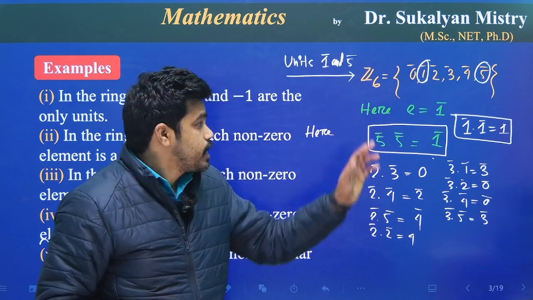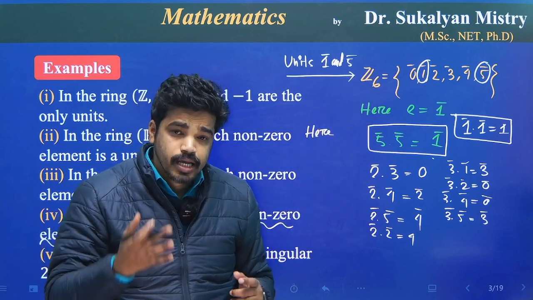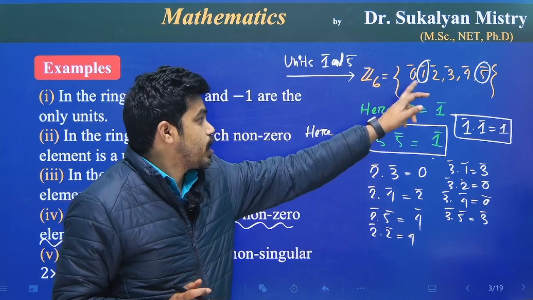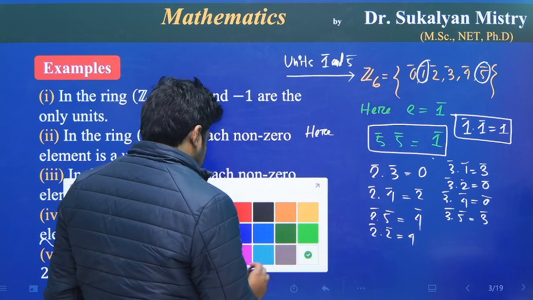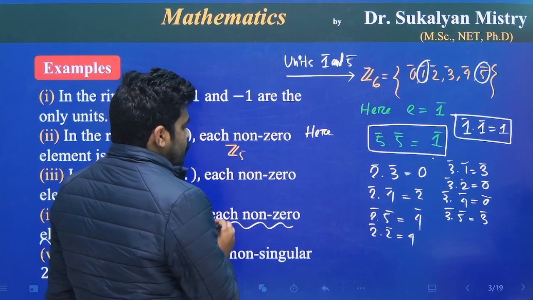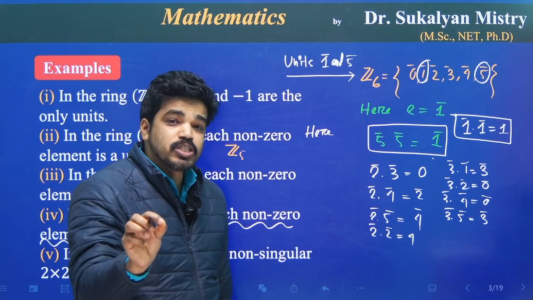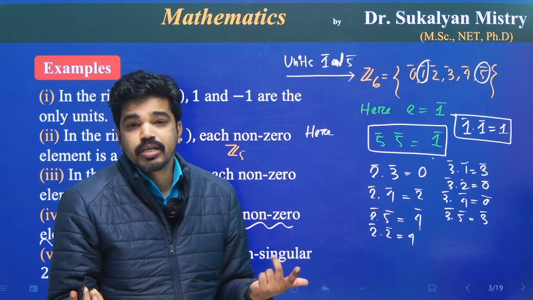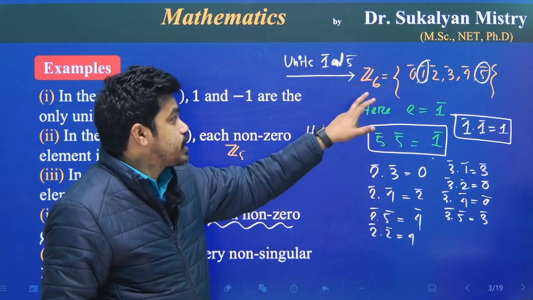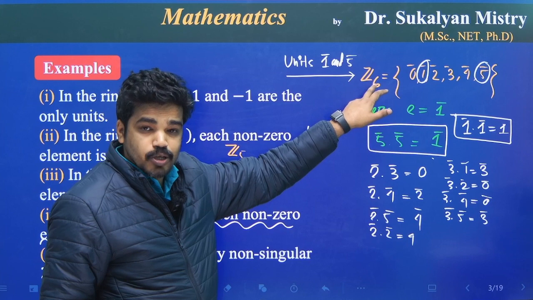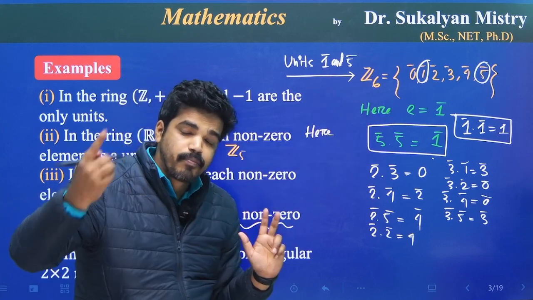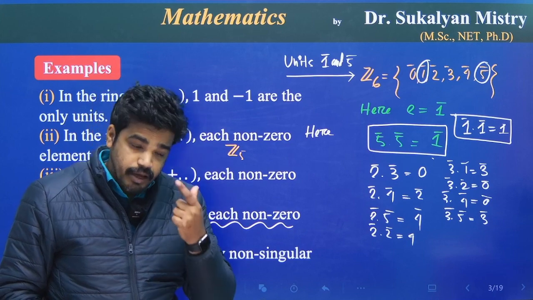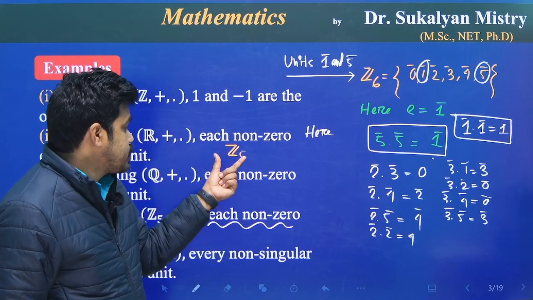So the short trick is: the numbers that are coprime with 6 are the unit elements, 1 and 5. In the previous example I discussed, Z5, 5 is a prime number, so every non-zero element is a unit. If it is prime, all non-zero elements are units. But if it is a composite number, we have to check. For example, Z6, 6 is a composite number, so the units are the elements coprime with 6. But if it is prime, every non-zero element is a unit. Every non-zero element of Z5 is a unit.